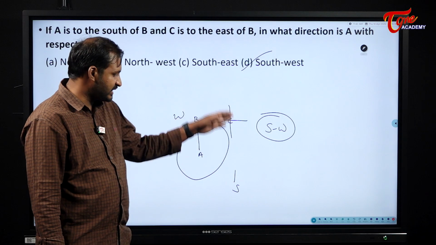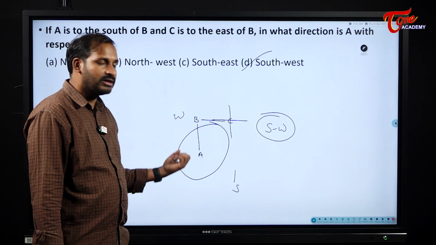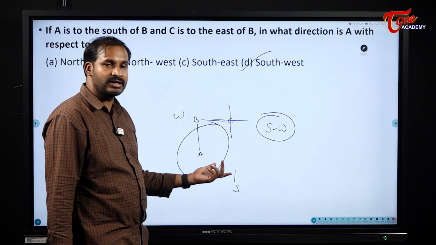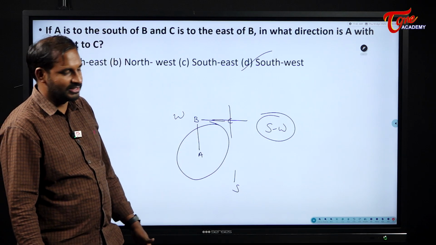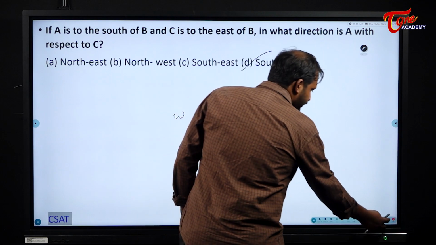Simple, students. If they are in a straight line, it is south or west. If it is not in a straight line with south or west, the entire middle area falls under southwest for us. So our answer is southwest.